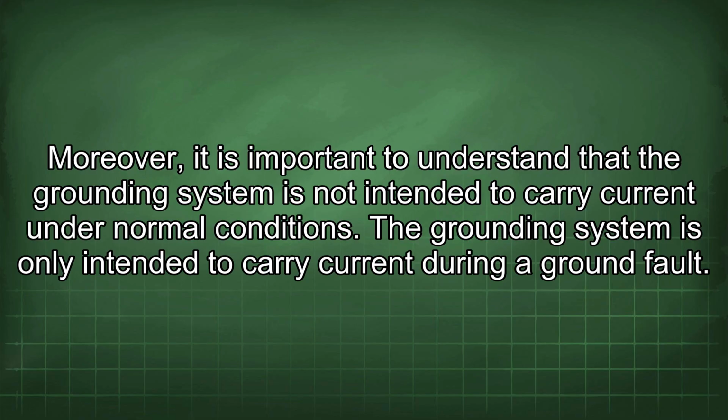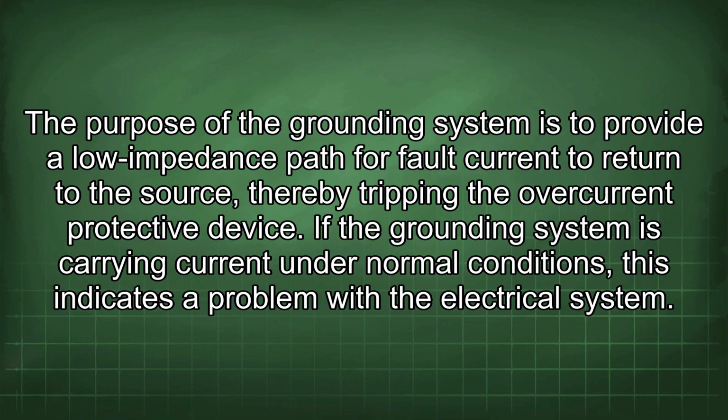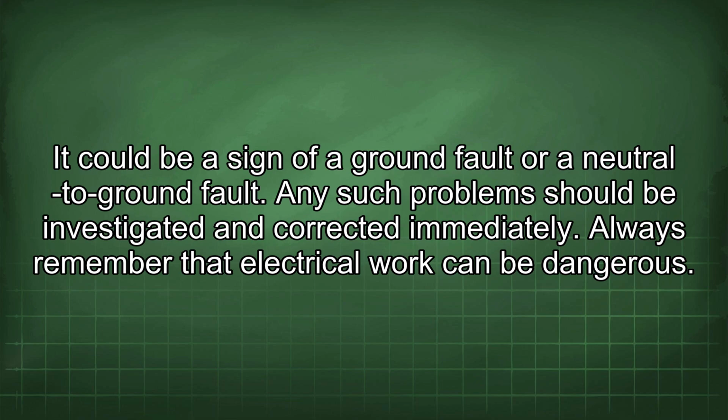Moreover, it is important to understand that the grounding system is not intended to carry current under normal conditions. The grounding system is only intended to carry current during a ground fault. The purpose of the grounding system is to provide a low impedance path for fault current to return to the source, thereby tripping the overcurrent protective device. If the grounding system is carrying current under normal conditions, this indicates a problem with the electrical system. It could be a sign of a ground fault or a neutral to ground fault. Any such problems should be investigated and corrected immediately.